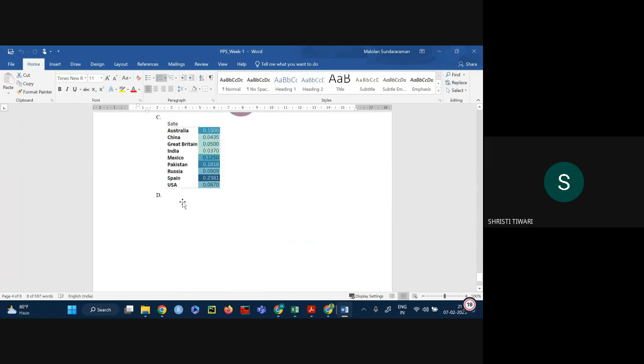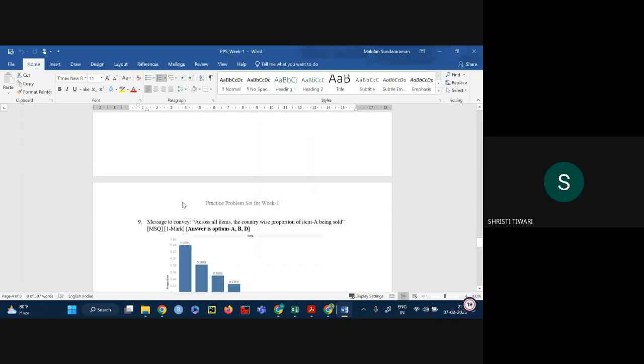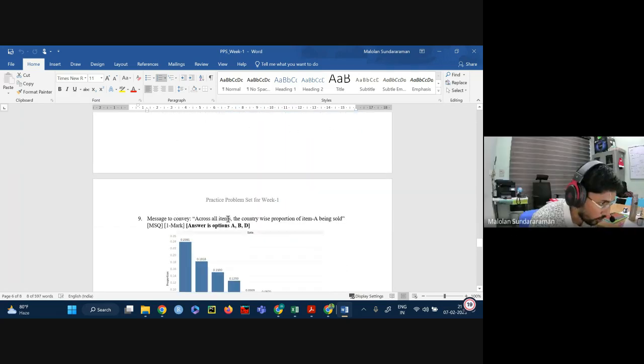Yes, sir. This one. What is it? Across all items, the country-wise proportion of item A being sold. So what are we looking at? I want only one item, and I want country-wise what proportion is being sold. Fine? Okay.